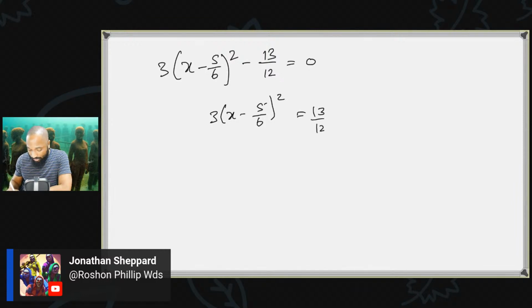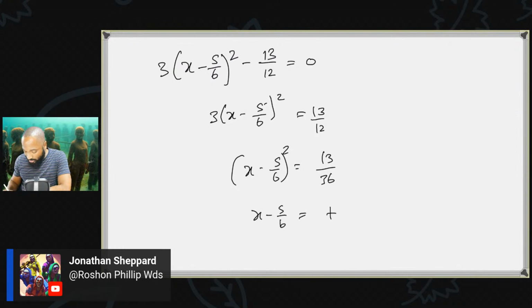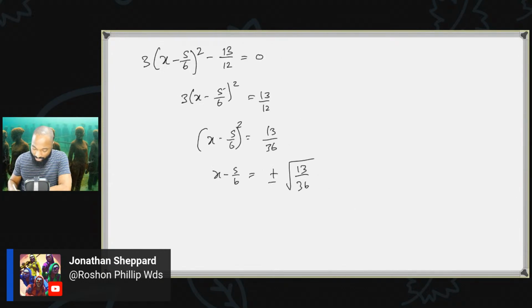13 over 12. Then you divide back by the 3. So you get 13 over 36. The squared is still here. Might need to get rid of the squared. So you have x minus 5 and 6 equal plus or minus the square root of 13 and 36. All of that making sense? And then you just throw back in this 5 and 6 there. So you have x is equal to 5 and 6 plus or minus the square root of 13 and 36.